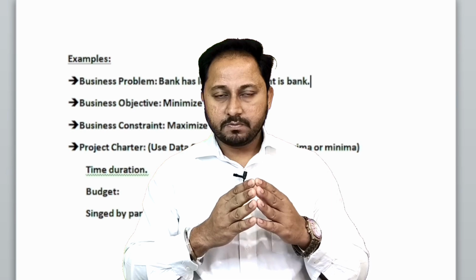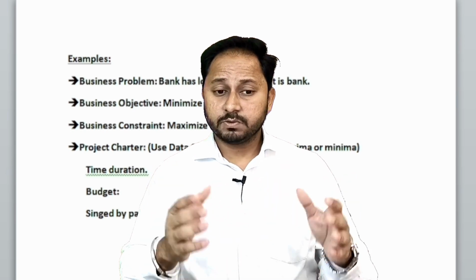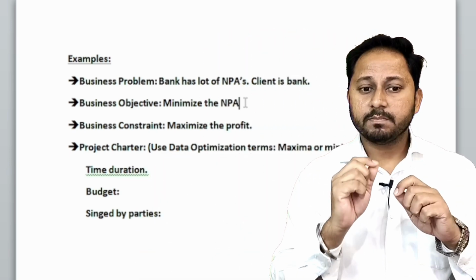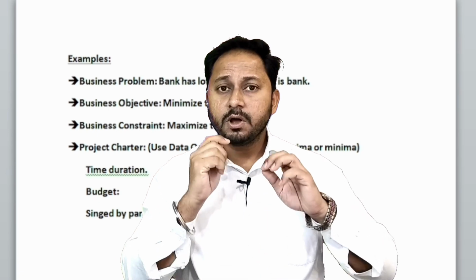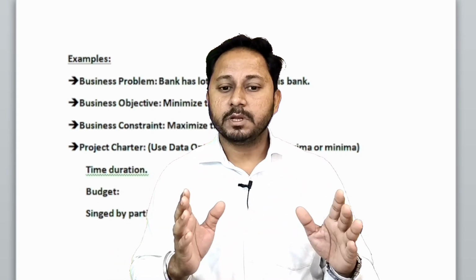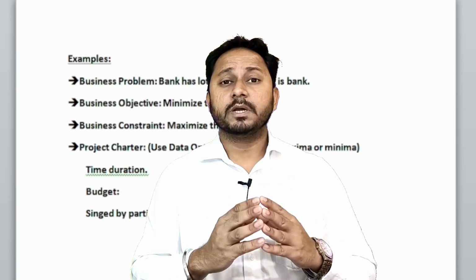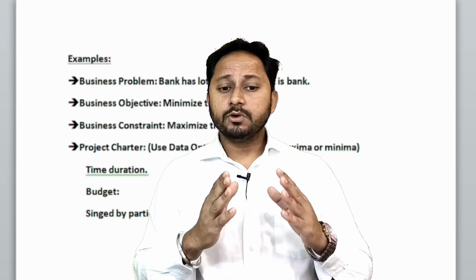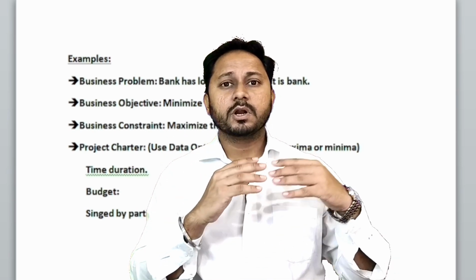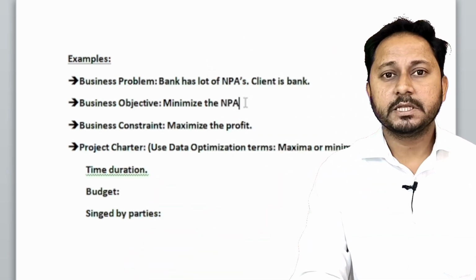So this is one of the example where client has come to you. They are saying, we want to reduce our NPA. What your business objective would be? You would say, okay, so you want to minimize the NPA. Whenever you are writing a business objective or a business content, always remember to use the data optimization terms, which is maxima and the minima, right? And try to describe it in only 2 to 3 words or max to max in 5 to 6 words. The reason being, you are going to show these business objectives and constraint to your leadership, to your client, right? So your business objective in this example would be minimizing the NPA.